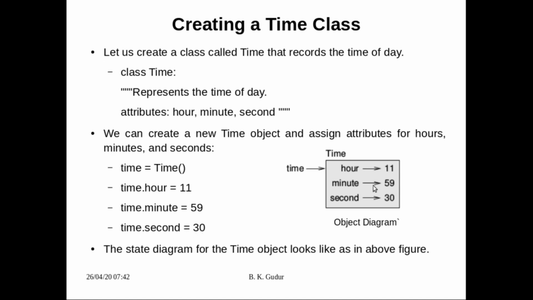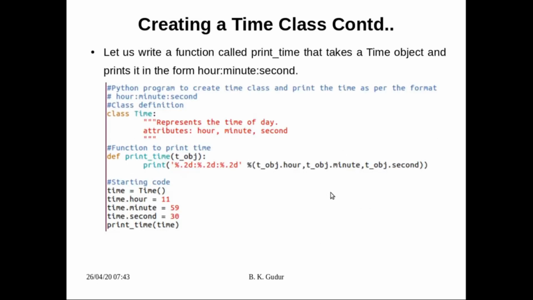This is an object diagram. The name of the class is Time and the name of the object is time. Here this is a capital T, and it has three attributes: hour, minute and second. Hour points to 11, meaning hour has value 11, minute has value 59, whereas second has value 30.